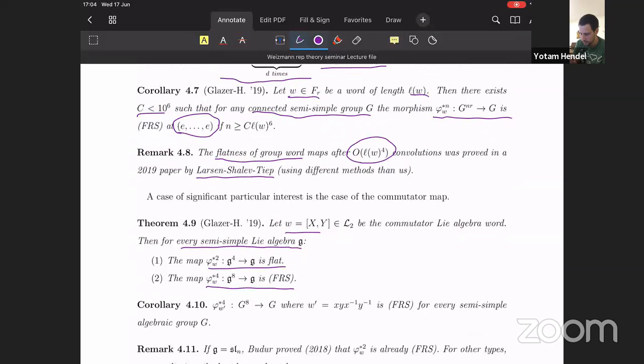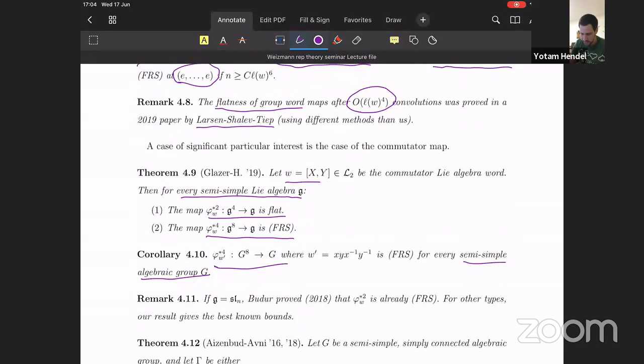And as a corollary, we can show that if G is any semi-simple connected algebraic group, actually I don't even need connected here, then 4 convolution powers gives us an FRS morphism. And so this is an improvement for all types which are different than type A. So in type A, there is some result of Baudour that says that 1 convolution power is actually enough to become FRS. But otherwise, this gives the best known bounds.